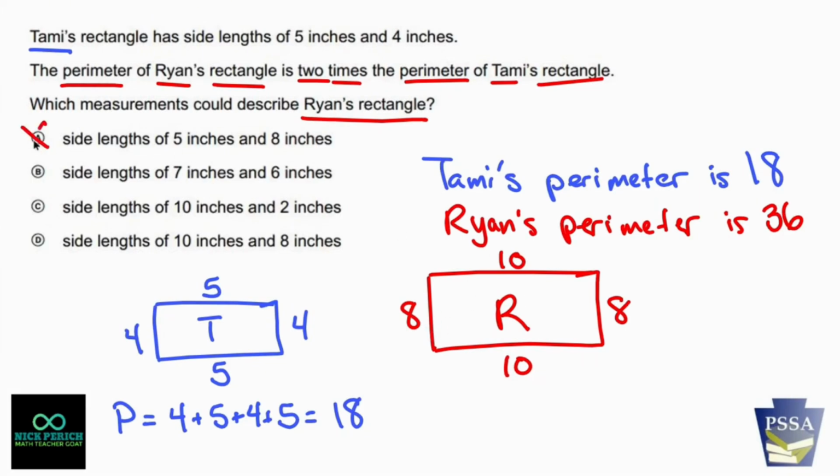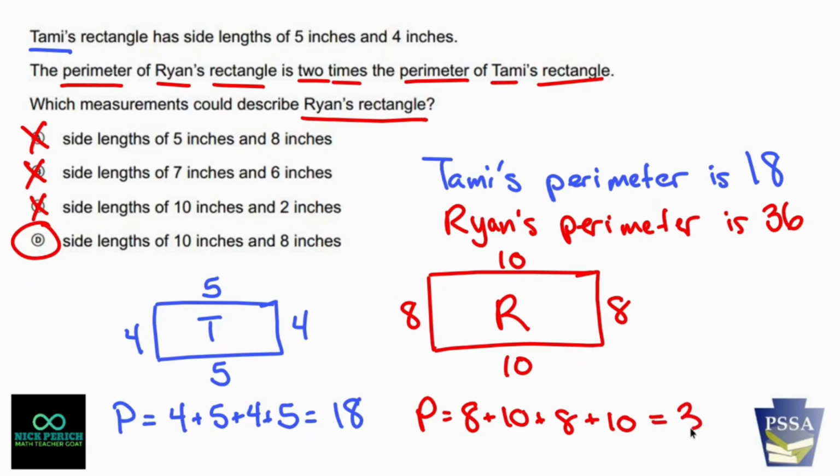5 and 8? Nope. 7 and 6? Nope. 10 and 2? Nope. 10 and 8? Yup. And if you wanted to make sure, you could do the perimeter equals 8 plus 10 plus 8 plus 10. When you throw that into a calculator, you'll get 36, which is what we want to get. We did everything right. If you throw all of these other ones into a calculator, none of these will give you a perimeter of 36. So the only one that's going to work here is D. Tricky problem.